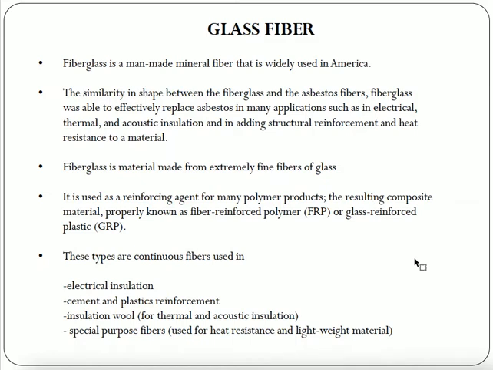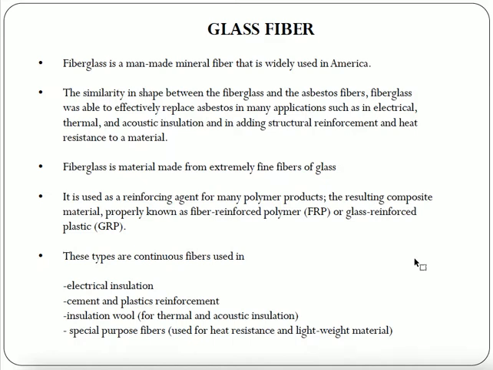So fiberglass is a man-made mineral fiber that is widely used in America. Because of the similarity in shape between fiberglass and asbestos fibers, fiberglass was able to effectively replace asbestos in many applications, such as electrical, thermal and acoustic insulation, and in adding structural reinforcement and heat resistance to a material.